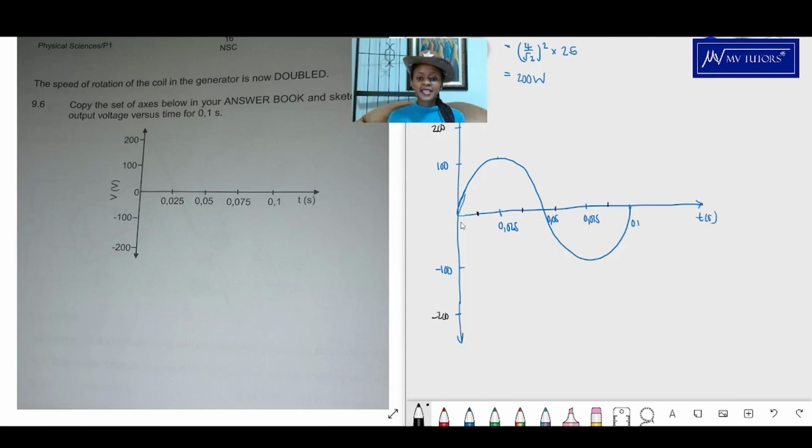Okay, and instead of reaching that peak at 0,025, you're going to reach it in half that time, so 0,0125. So you start at the same point, but you reach your peak earlier, and halfway there you reach 200. Okay, so now our graph, because they gave us one wave, I can actually draw two waves.